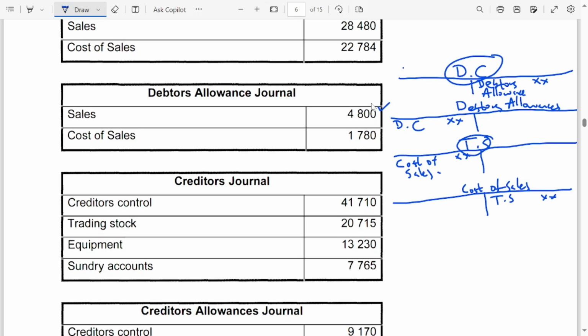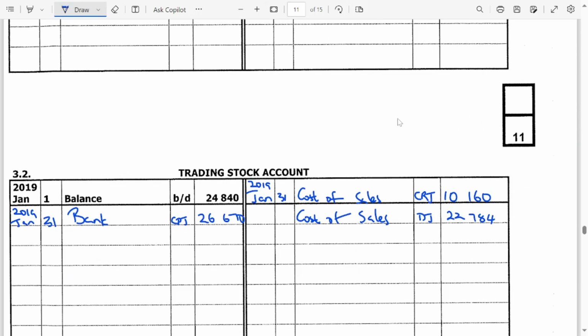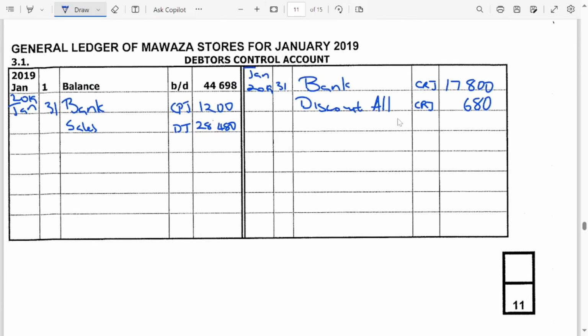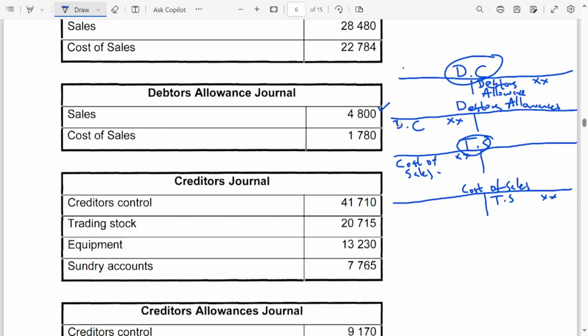So remember, we are doing the trading stock and the debtors control. So we're going to go to the debtors control and decrease it with the amount for the debtors allowances, which is decreasing the sales, which is 4,800. $4,800, DAJ. So it's debtors allowances, right? And then trading stock is increasing with the cost of sales, which is 1,780.